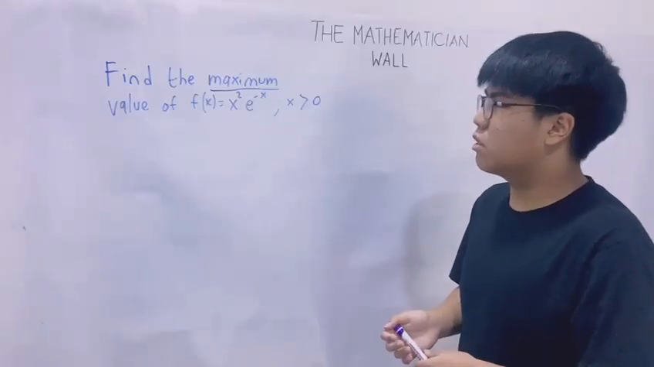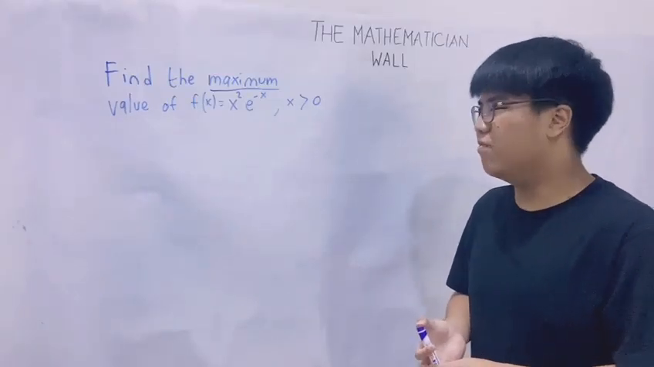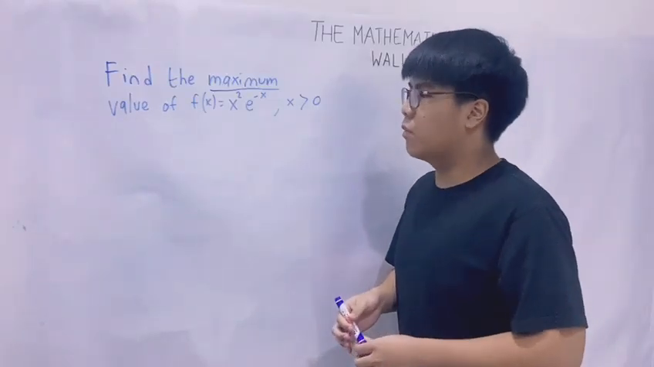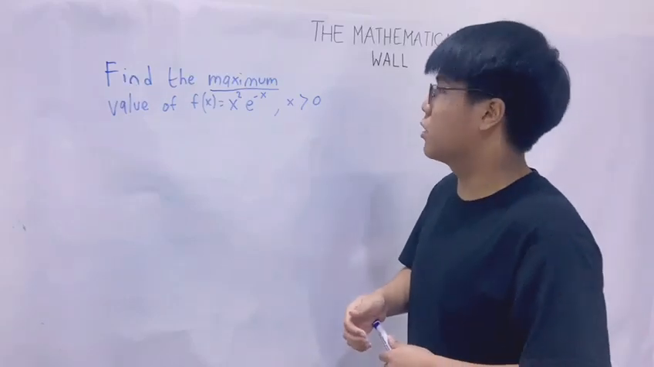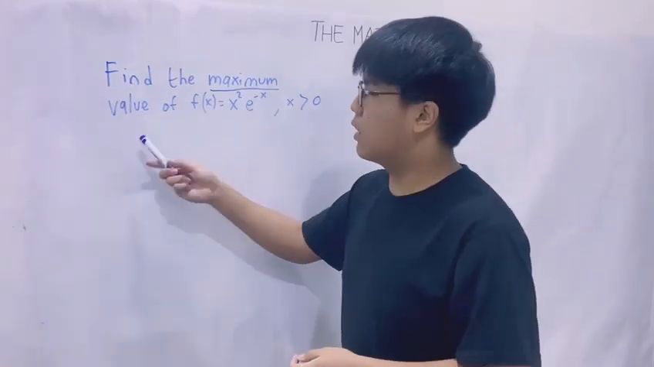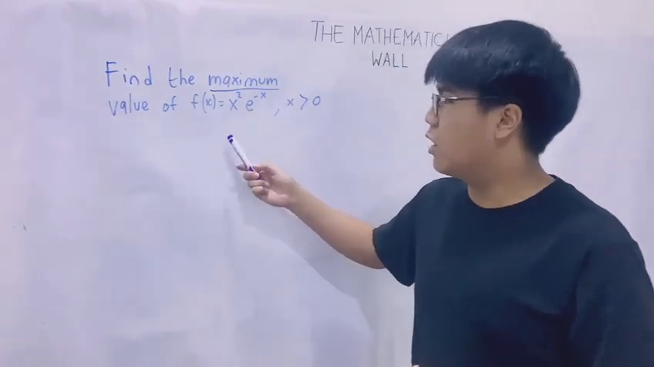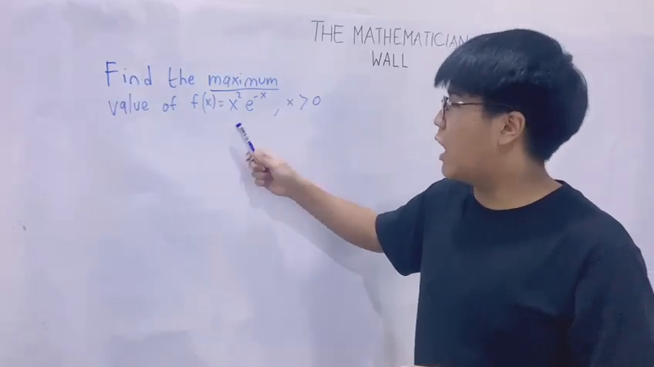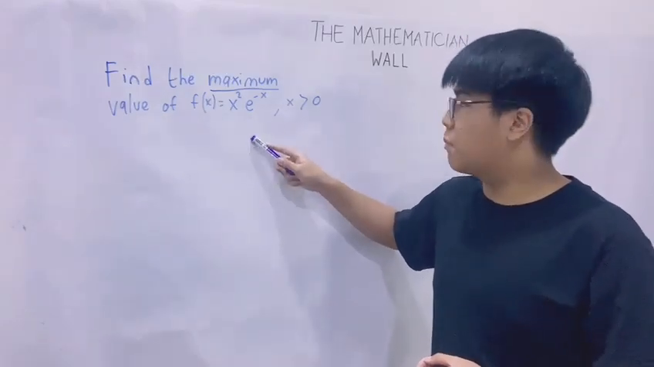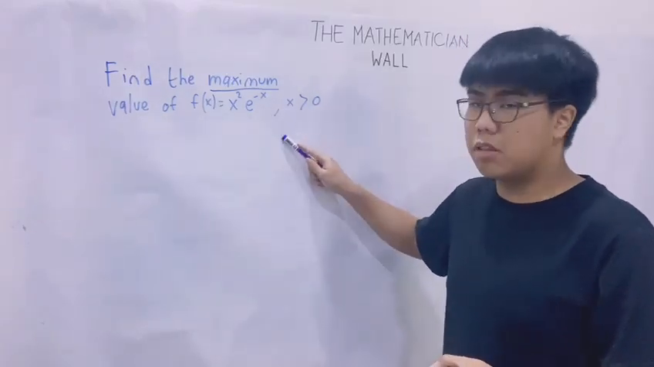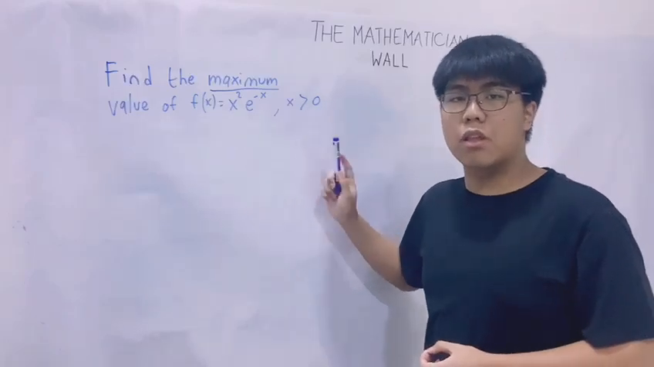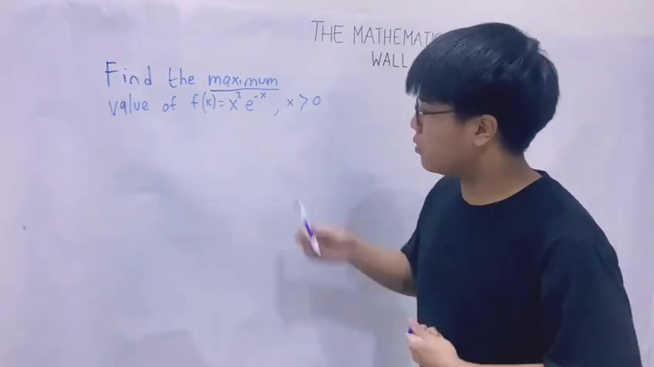So I found this interesting random question, slightly elementary, from a really random competition I went to. Find the maximum value of function f of x, where this is defined as x squared multiplied by e to the power of negative x, and x is greater than 0, meaning x is just positive.